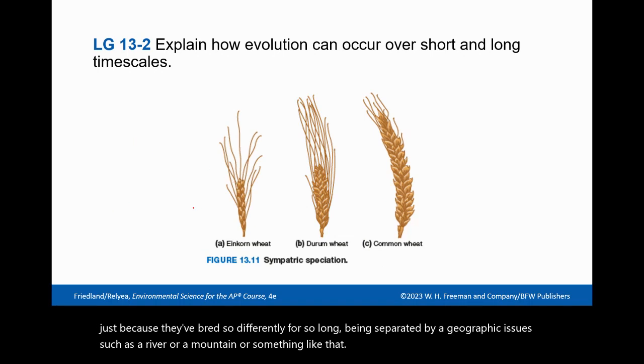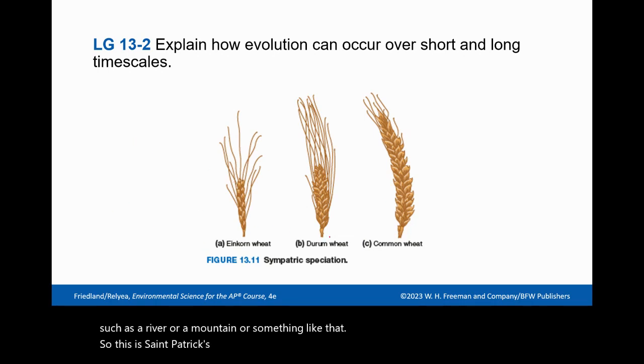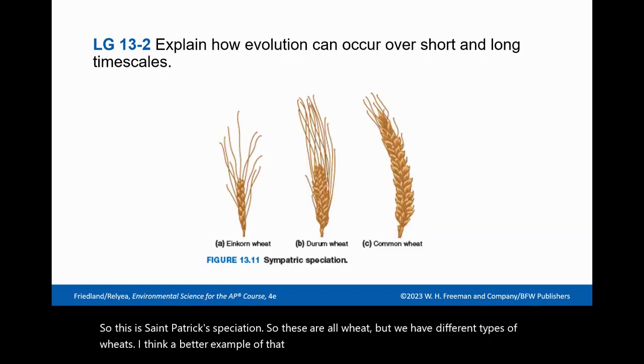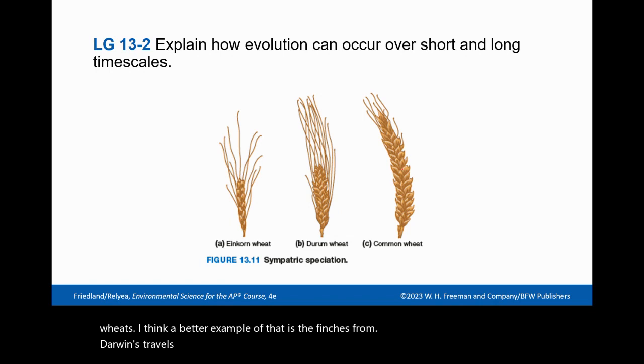So this is sympatric speciation. These are all wheat, but we have different types of wheat. I think a better example of that is the finches from Darwin's travels. Obviously, they started as one type of finch, and they grew to be species of other finches, and they were all on the same islands.